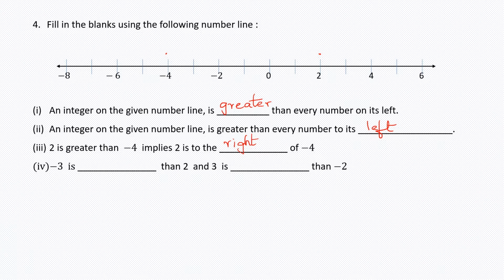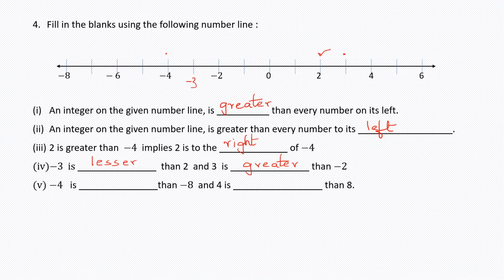-3 is dash than 2. So -3 is here and 2 is here, and -3 is less than 2. Okay, it's smaller than, or lesser than 2, and 3, which is here, is dash than -2. Okay, all positive numbers are greater than negative numbers, so 3 is greater than -2.